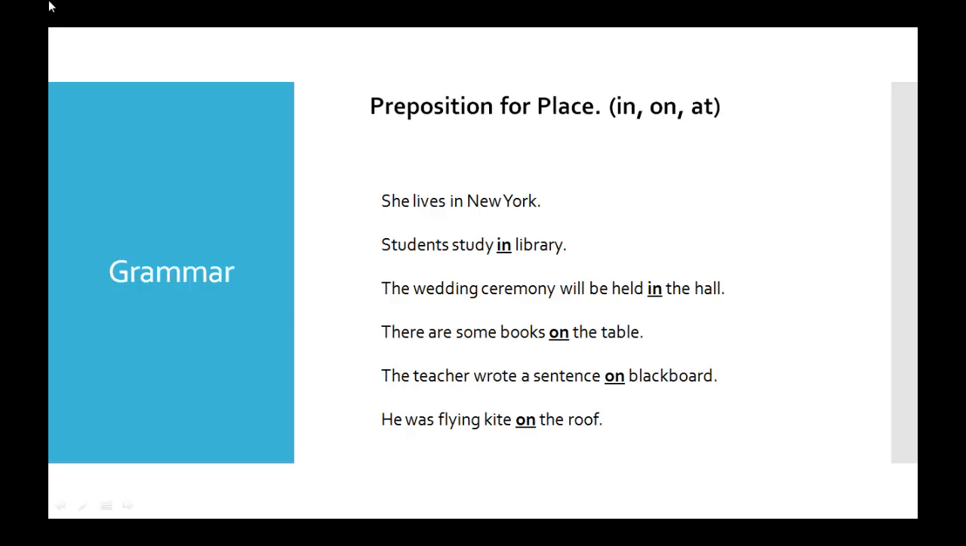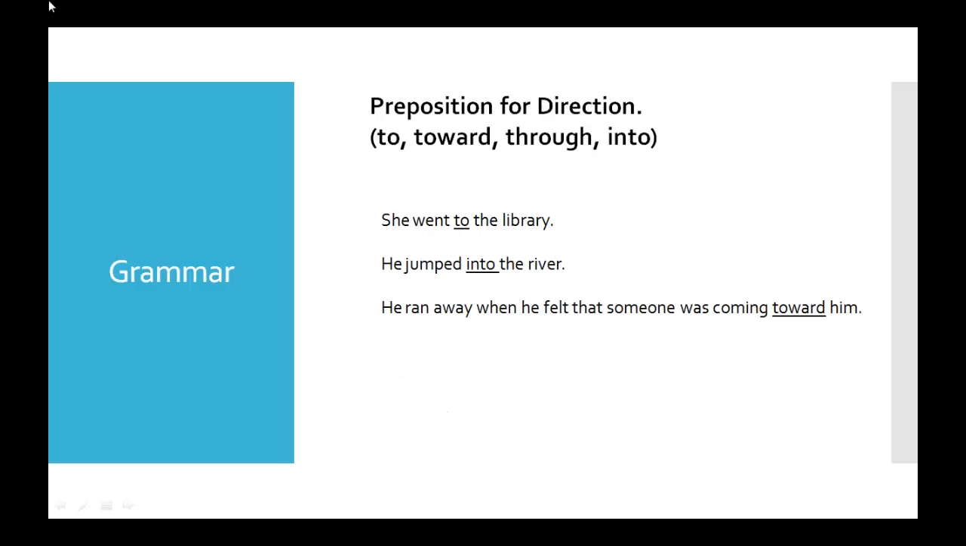Prepositions like to, towards, through, into are used to describe the direction. Following examples will help in better understanding. She went to the library. He jumped into the river. He ran away when he felt that someone was coming toward him.